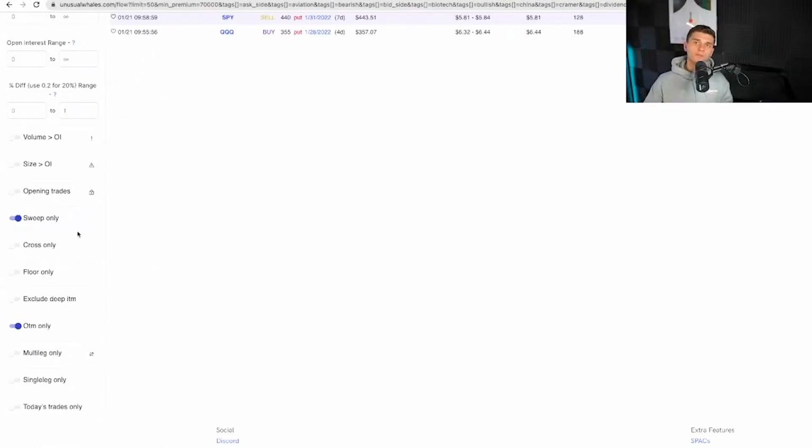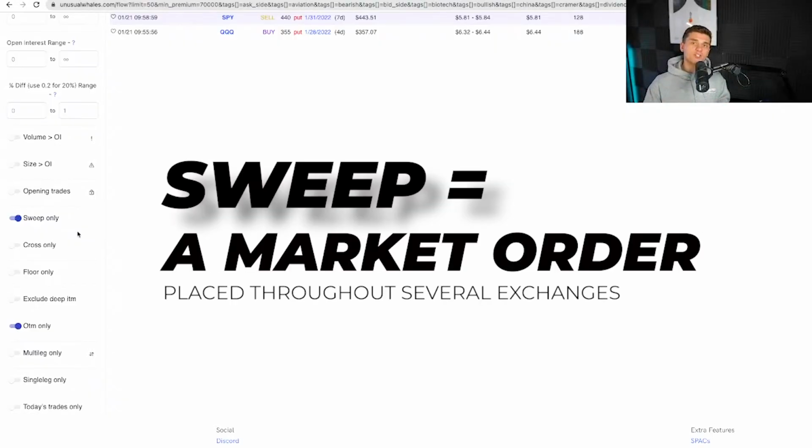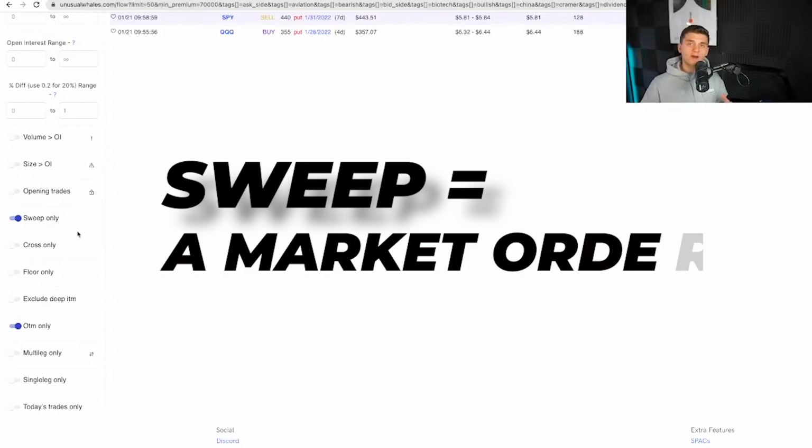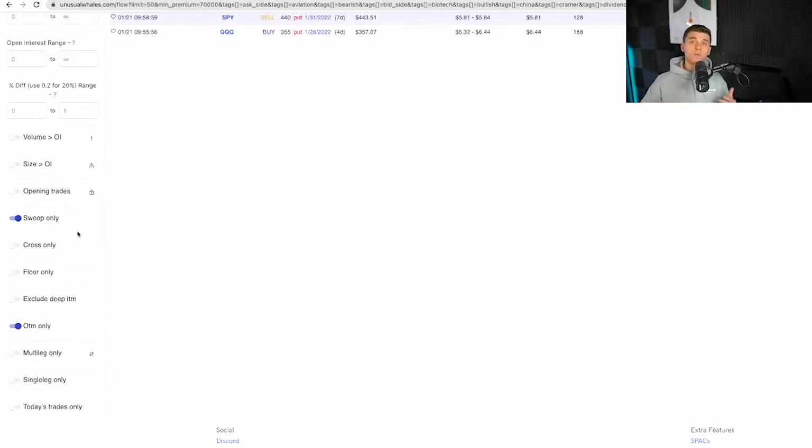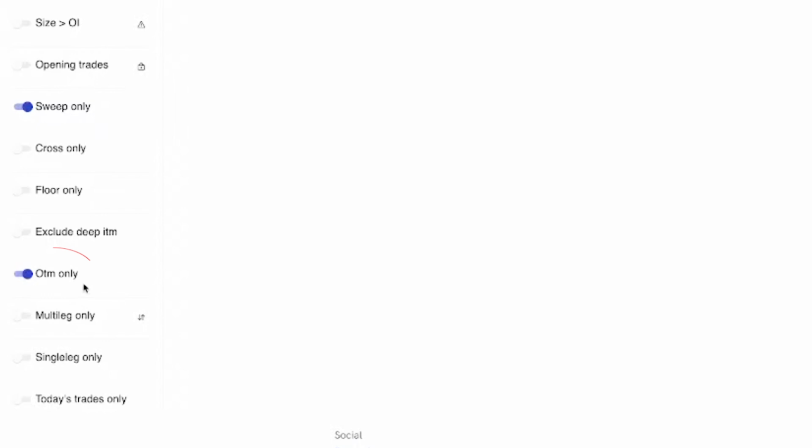To understand why you may want to use this filter: I use the option sweep because that is going to be a large order of options that is sweeping across all different exchanges in order to get whatever amount of contracts worth of premium that they want, right? So I put on sweeps because I found the most success using those sweep trades as confirmation, and I usually like to follow out of the money contracts.